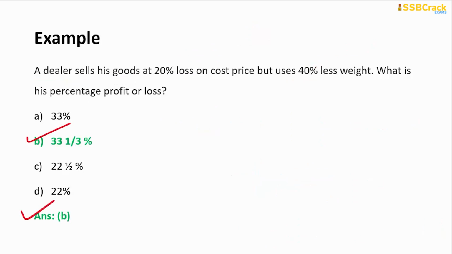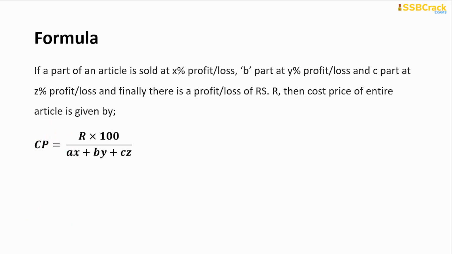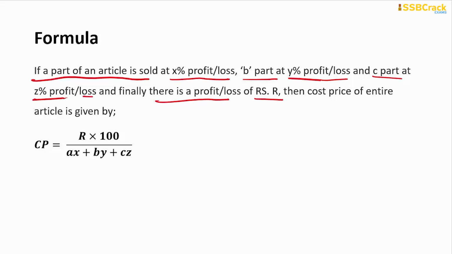Right? Now, let's come to the next formula. If A part of an article is sold at X% profit or maybe loss, B part of the article is sold at Y% profit or loss, and C part at Z% profit or loss percent, and finally, assume that there is a profit or loss of rupees R overall, then the cost price of the entire article is given by.